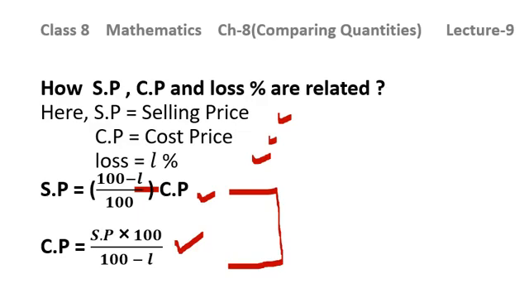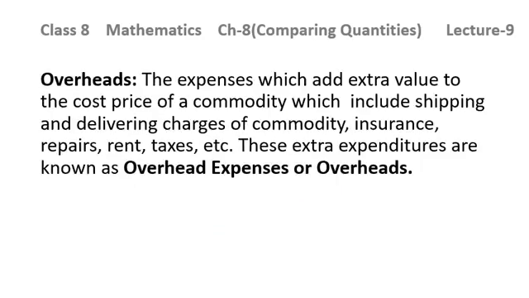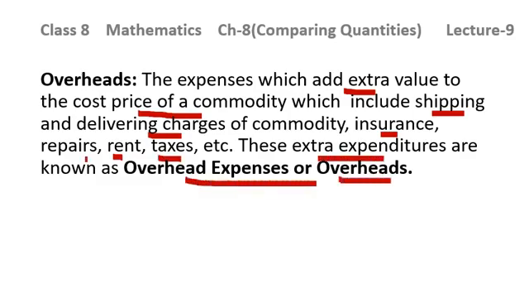These are the formulas relating SP, CP and loss percentage. As I told you, you can use these formulas, or you can do it in your own way also. Now another concept in profit and loss is overheads. This is also an important concept. The expenses which add extra value to the cost price of a commodity, which include shipping, delivery charges, insurance, repairs, rent, taxes, etc. These extra expenditures are known as overhead expenses or overheads.